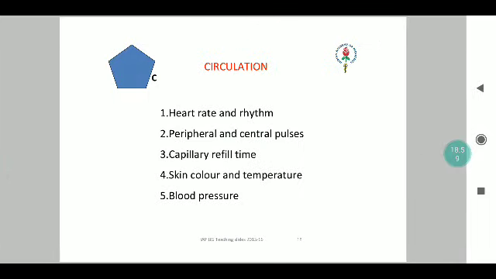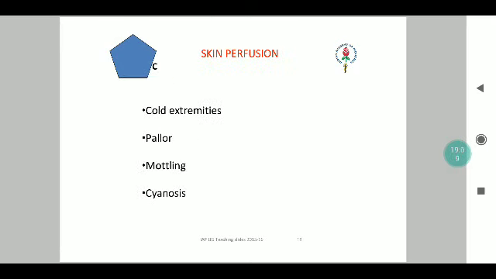Now moving on to circulation, what we assess for in circulation include heart rate and rhythm, peripheral pulses, capillary refill time, skin color and temperature, followed by blood pressure. In skin perfusion, we check for cold extremities. Unusually cold extremities is a sign that circulation is impaired. Pallor of severe degree is suggestive of circulatory failure along with the presence of cyanosis.